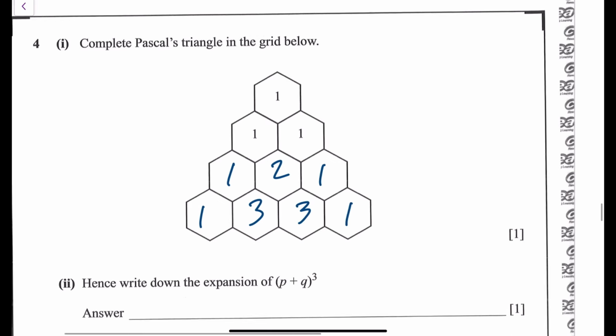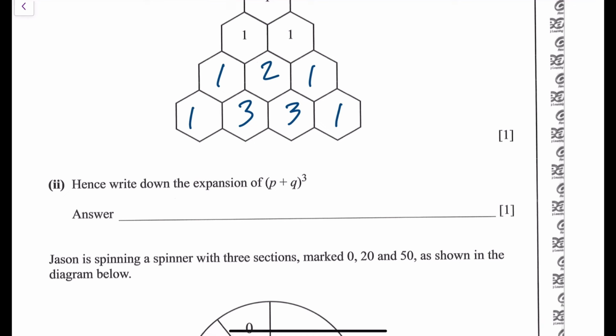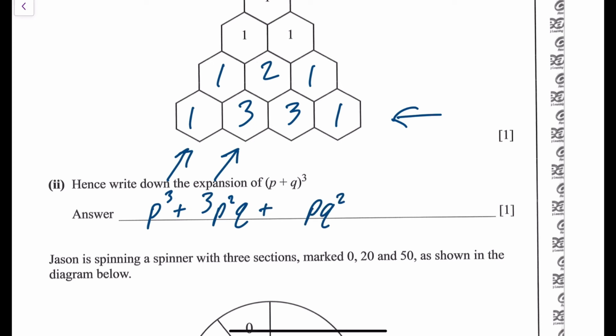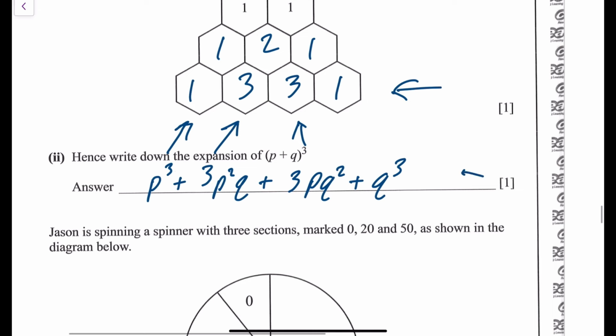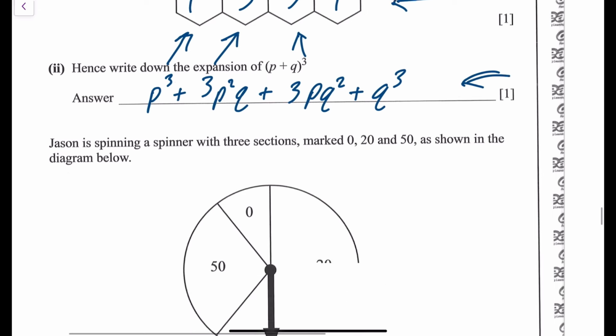And that's 1. Hence, write down the expansion of P plus Q to the power of 3. So we're looking at this row. My first thing is P cubed, and it's 1 times P cubed. Next thing is P squared times Q, and it's 3 times that. So that comes from this. That comes from the 1. The next thing would be P times Q squared, and it's 3 times it. And then that's Q cubed, and that's it. Okay, so this tells us all our different probability outcomes.